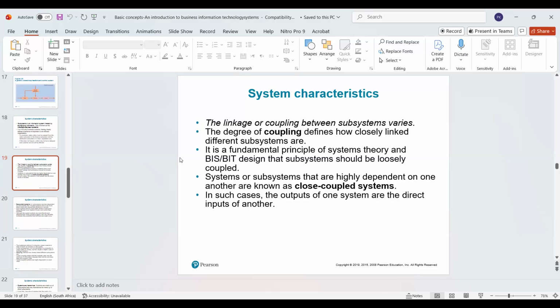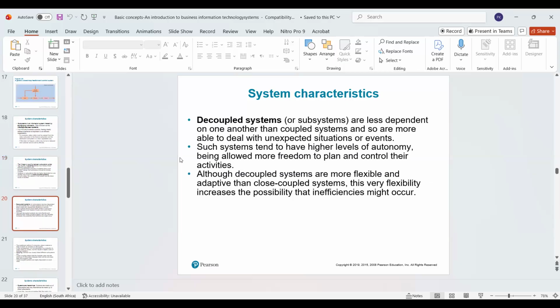So in such cases, the output of one system is the direct input of another system. The output of our supplier, which is their product, becomes the raw materials for us. Without them giving us the raw materials, we cannot produce anything. We will be left hanging and wondering what is happening to us. Then we have the third one, which is the decoupled system or subsystems. These are less dependent on one another than coupled systems, and so are more able to deal with unexpected situations or events.